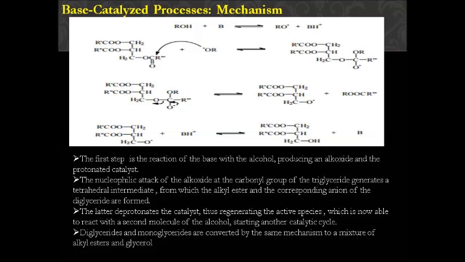The latter deprotonates the catalyst, thus regenerating an active species, which you can see in equation 4, which is now able to react with a second molecule of alcohol, starting another catalytic cycle. Diglycerides and monoglycerides are converted by the same mechanism to a mixture of alkyl esters and glycerol.